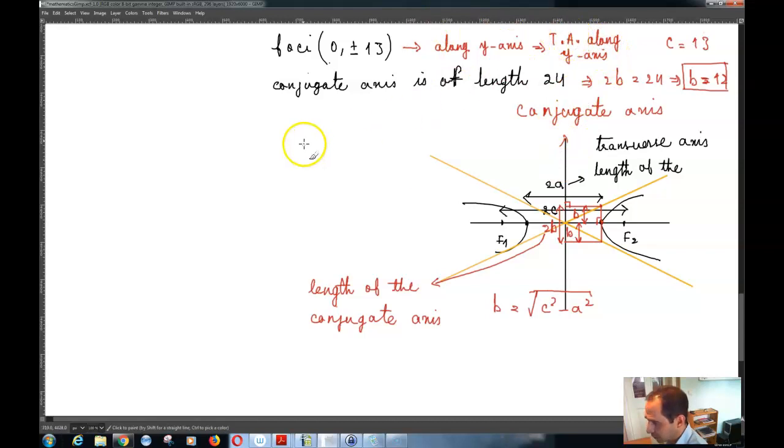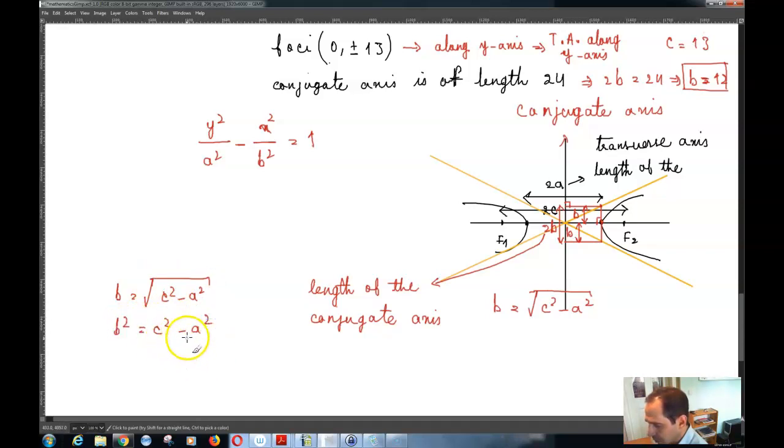So since that is the case, the equation of this hyperbola becomes y squared by a squared minus x squared by b squared is equal to 1. Now I have my c over here and b over here, so I need to calculate a. I can use this equation, b is the square root of c squared minus a squared, and so b squared is equal to c squared minus a squared. Taking this to the other side, a squared is equal to c squared minus b squared.